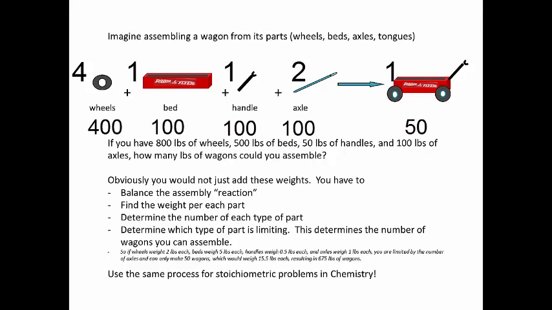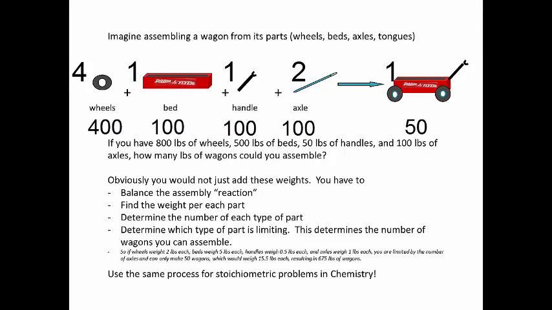Okay. Now, so we can make 50 wagons. What is the mass of each wagon? Well, we'll go through this quickly, but the mass of each wagon would be 15.5 pounds. So that means with all of the materials that I started with, the 800 pounds of wheels, the 500 pounds of beds, the 50 pounds of handles, 100 pounds of axles, I can actually make 675 pounds of wagons. Not a bad day's work, but certainly not just a sum of 800 and 500 and 50 and 100, because we had to take into account 2 things.